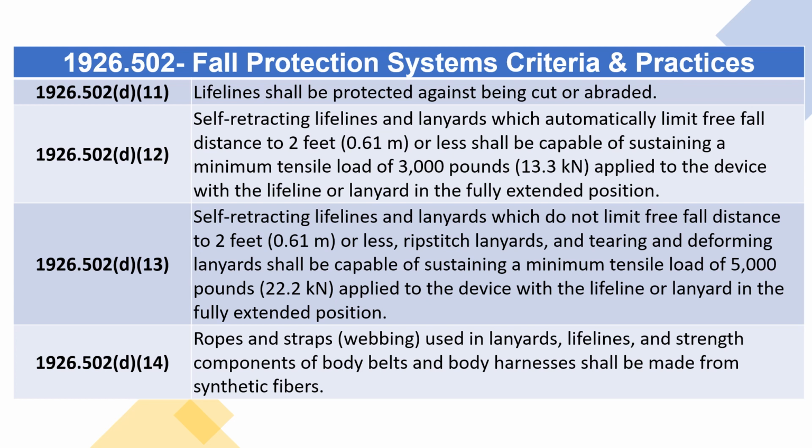1926.502 D13. Self-retracting lifelines and lanyards which do not limit free fall distance to 2 feet (0.61 meters) or less, ripstitch lanyards, and tearing and deforming lanyards shall be capable of sustaining a minimum tensile load of 5,000 pounds (22.2 kN), applied to the device with the lifeline or lanyard in the fully extended position. 1926.502 D14. Ropes and straps (webbing) used in lanyards, lifelines, and strength components of body belts and body harnesses shall be made from synthetic fibers.